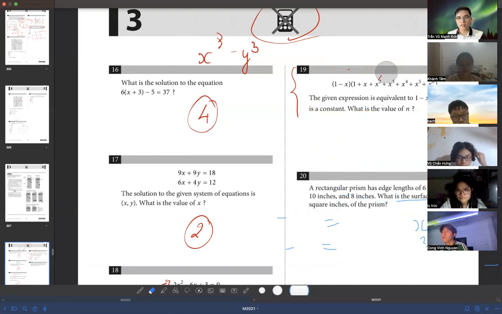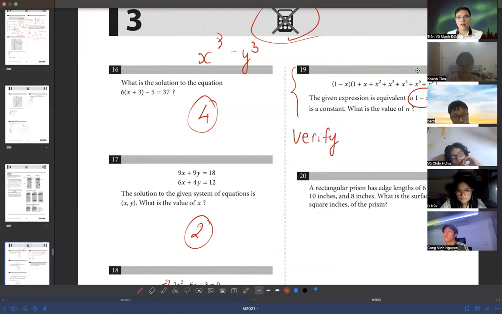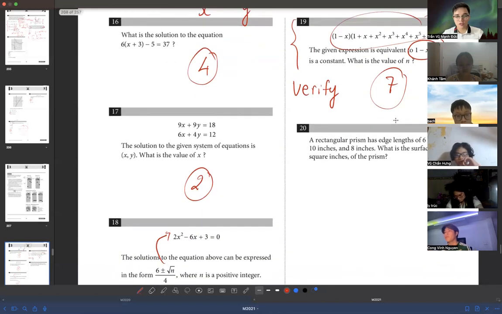You just use the verify function of your calculator, equate this to this one and plug in n. It's very simple, and you're going to get n is 7. Or you can do Hung's way, but I doubt it would be performant on the SAT, because you remember you only have about 25 minutes, so it won't be enough for you to come up with such a complex solution. But that's good. Congratulations, because you know such an advanced way of solving.